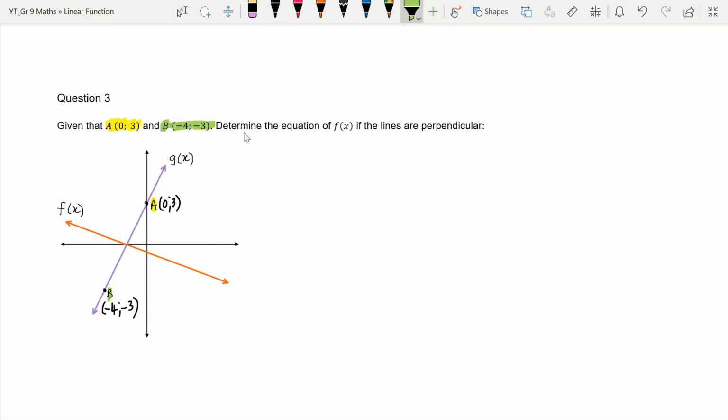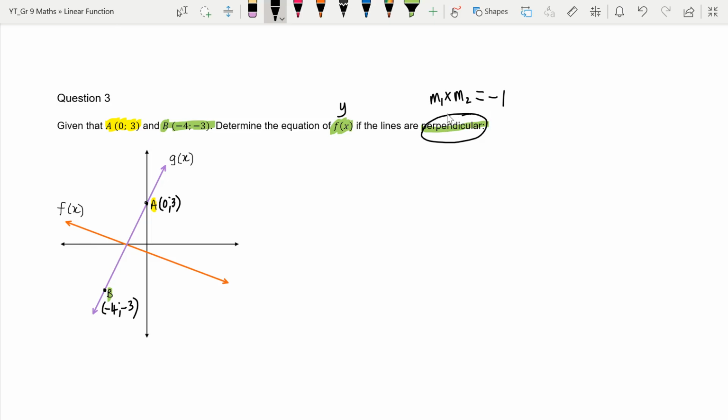Then it says that we need to determine the equation of f of x. There's more than one graph on the Cartesian plane, so we just use that notation to distinguish between the two graphs, but we know that that is just another notation for referring to y. Determine the equation of f of x if the lines are perpendicular. Immediately then you need to think about gradients. The gradient of the one times the gradient of the other will give you -1, and we can also use the shortcut. Okay, so that is crucial information.